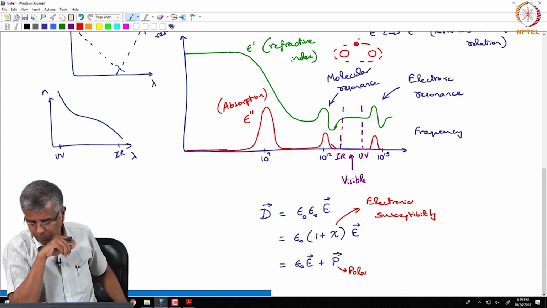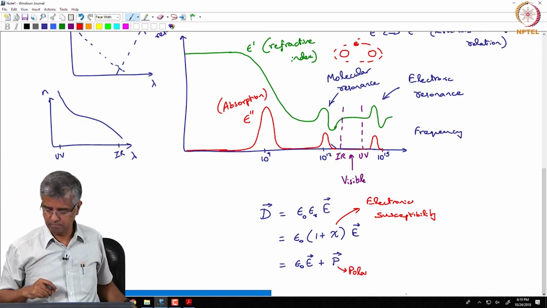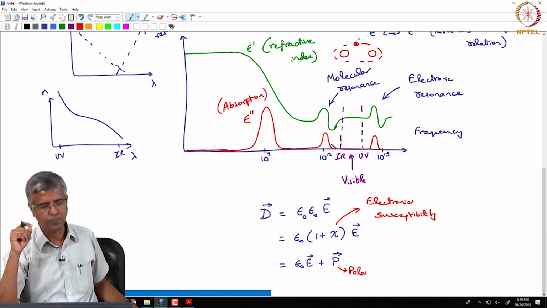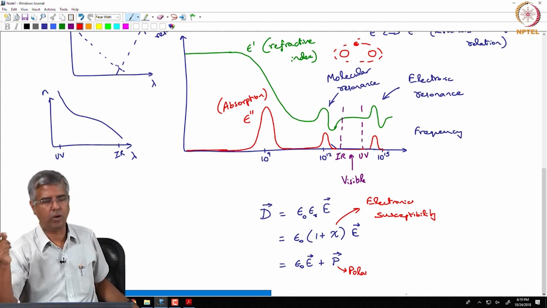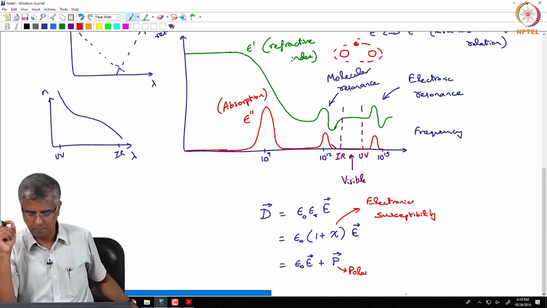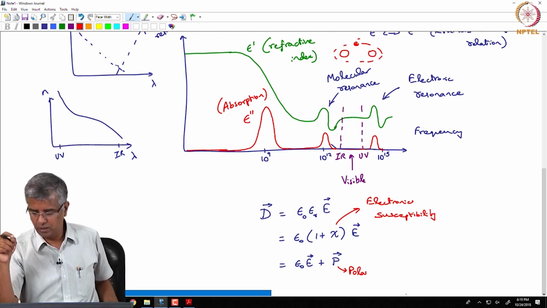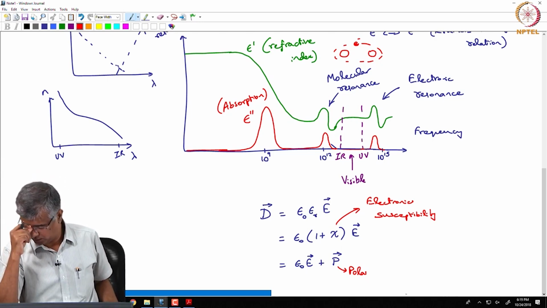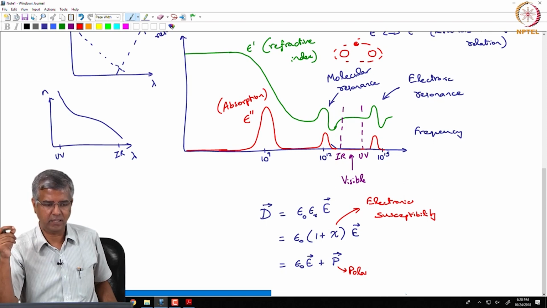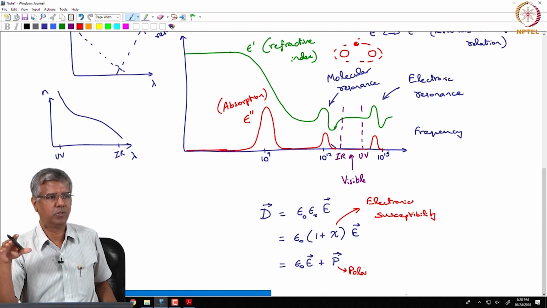Okay. And what we will see is that the response can become nonlinear beyond certain values of E. So, we will come back and look at those details later. What you are going to be doing in this week's experiment is manipulating the polarization of light. I was hoping to give you some background on that before you go into that experiment.